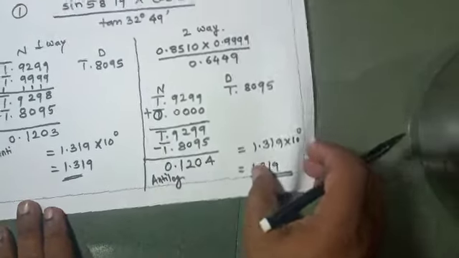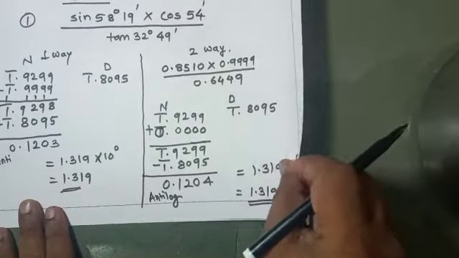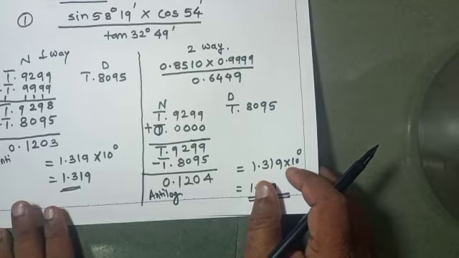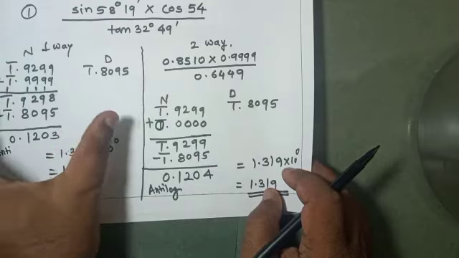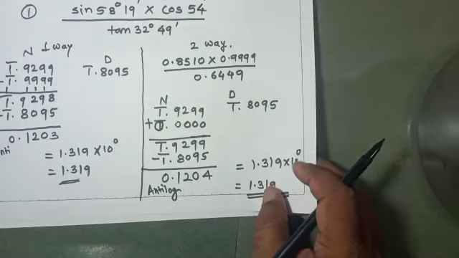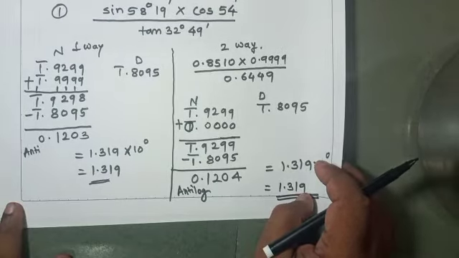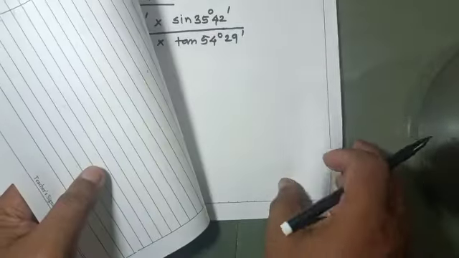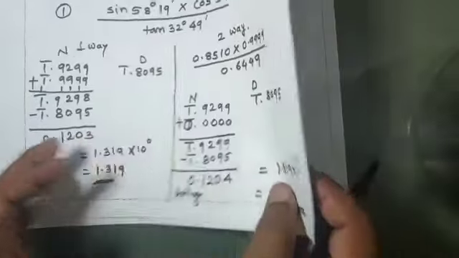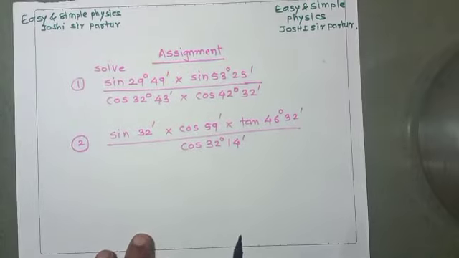So we can solve it both ways. If we solve this way, one step is added, and if we use logarithm sine, logarithm cosine, logarithm tangent, it will decrease the time. In very short time we can solve the numerical. Okay, so I give you an assignment. A simple assignment is given to you for solving.